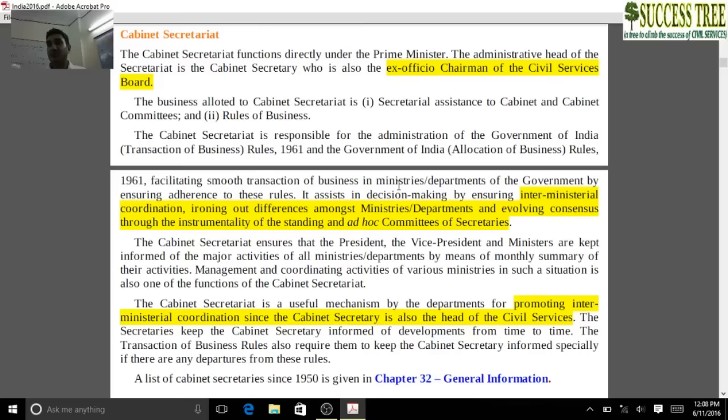He is the senior most civil servant, supposed to be the source of power to all the civil servants in India. One of the functions of the Cabinet Secretariat is coordinating the various cabinet meetings and taking care of that. Moreover, inter-ministerial coordination is another task of the Cabinet Secretariat.